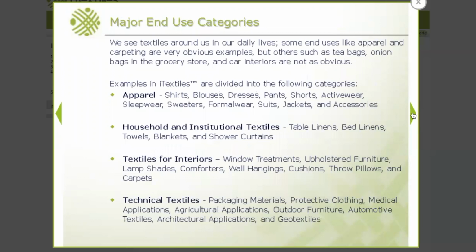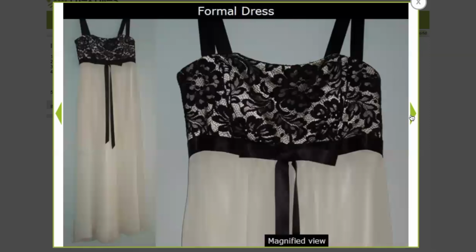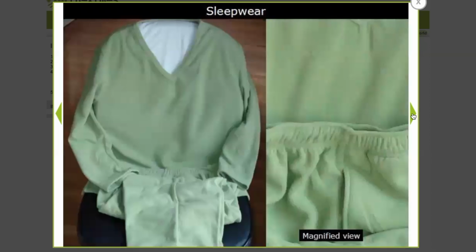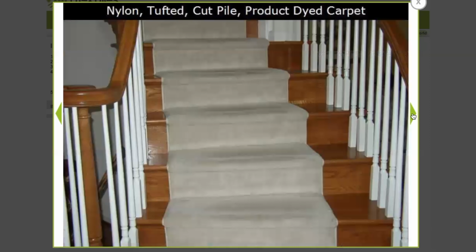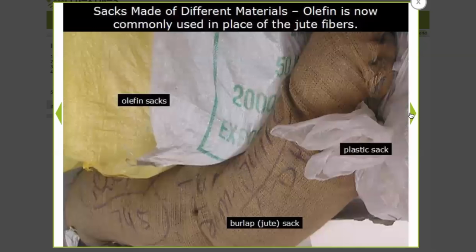These are different major end use categories of fabrics and textiles. I talked a little bit about these. There are also packaging materials. We use textiles for agricultural products, outdoor furniture, automotive textiles. So these are some examples of apparel, sleepwear, curtains, carpets, sacks.